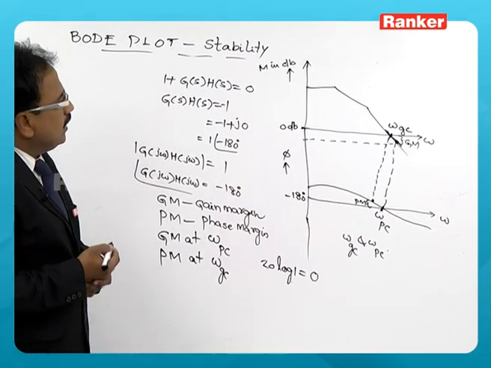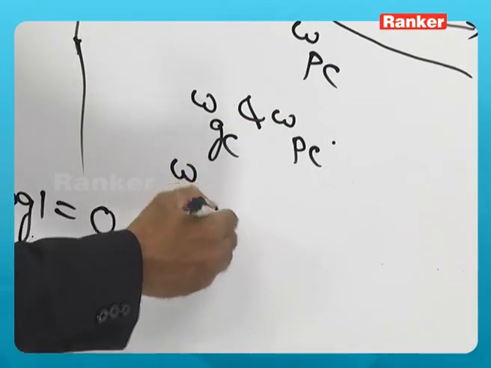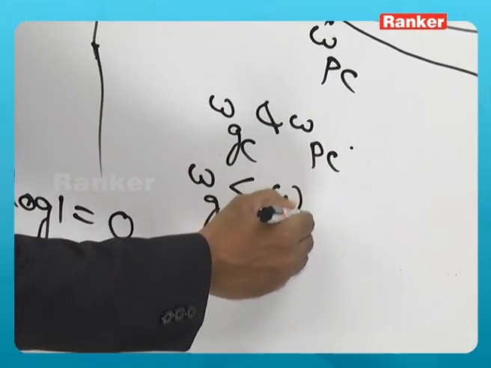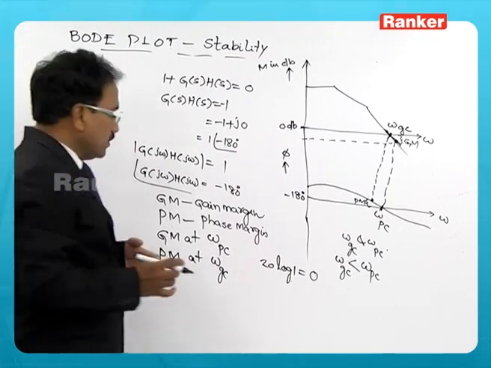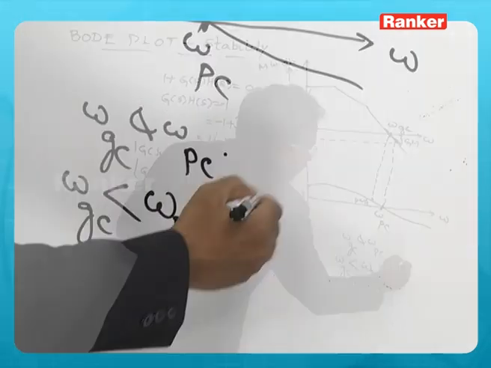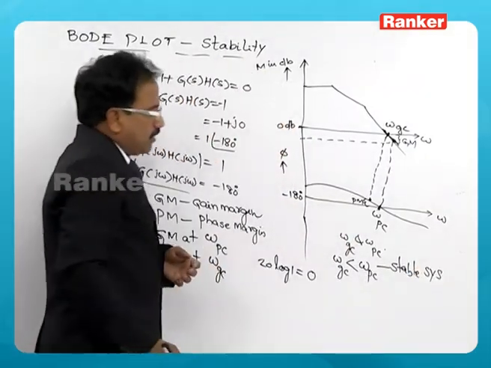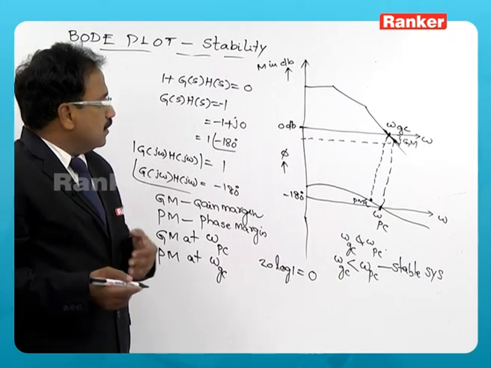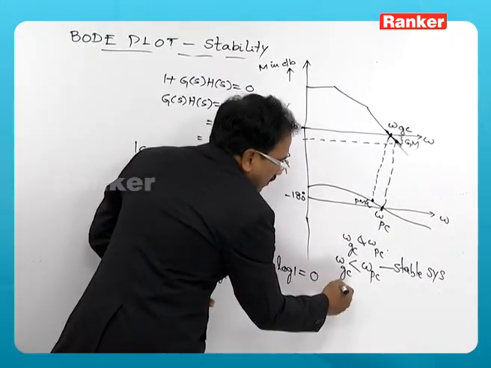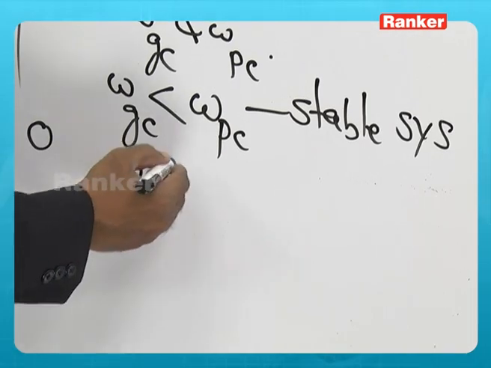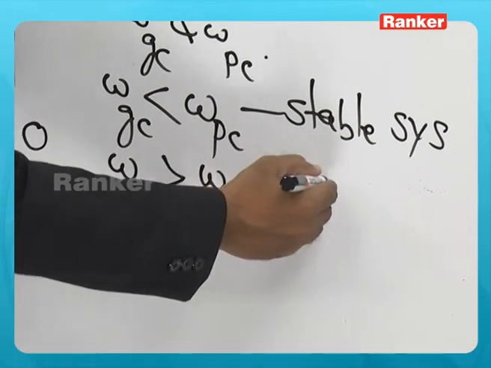So, the gain crossover frequency omega Gc should be less than omega Pc. We say that it is a stable system. If gain crossover frequency is less than phase crossover frequency, we say it is a stable system, and when omega Gc is greater than omega Pc, then it is an unstable system.